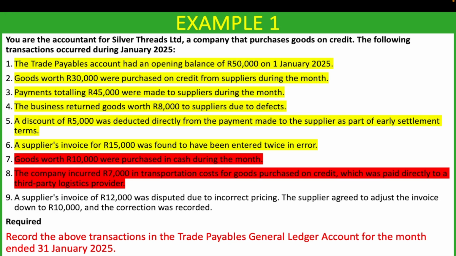Let's go back now and highlight number 9 because we've just completed it. And as you can see, we have highlighted all our transactions from number 1 all the way to number 9. So what do we still need to do? We need to close off or balance off our T account. So let's go back here.